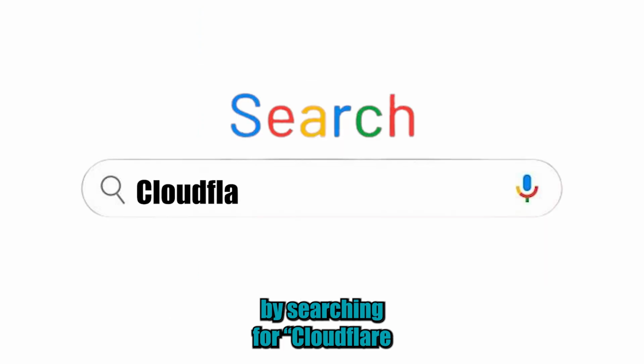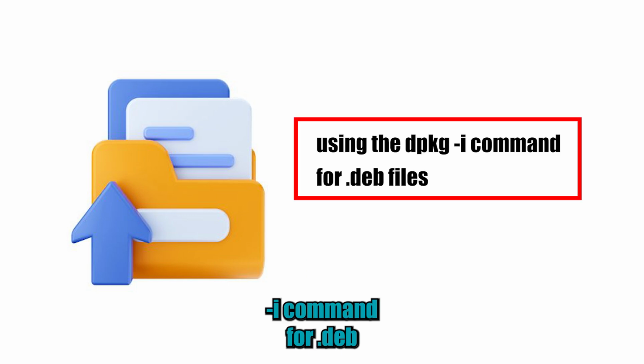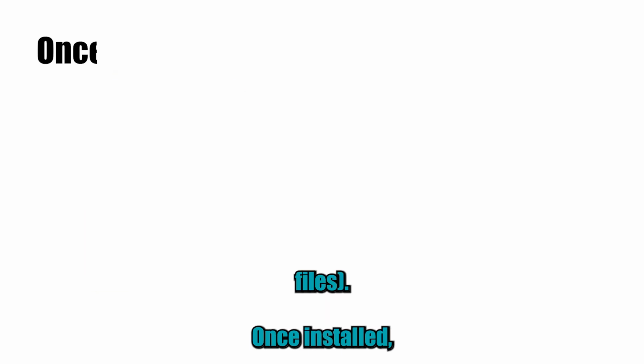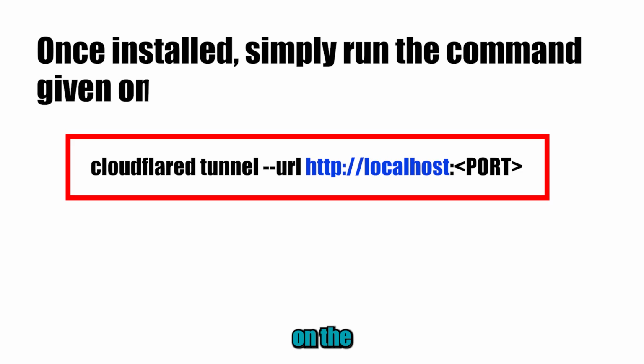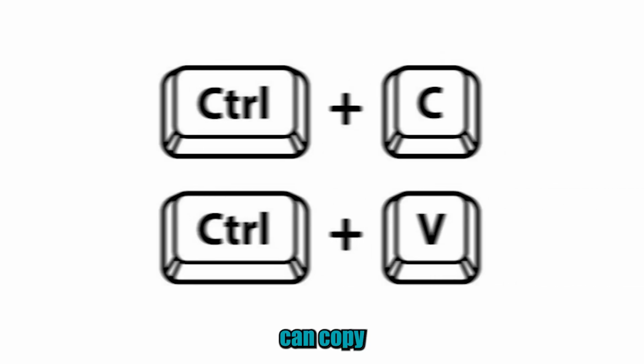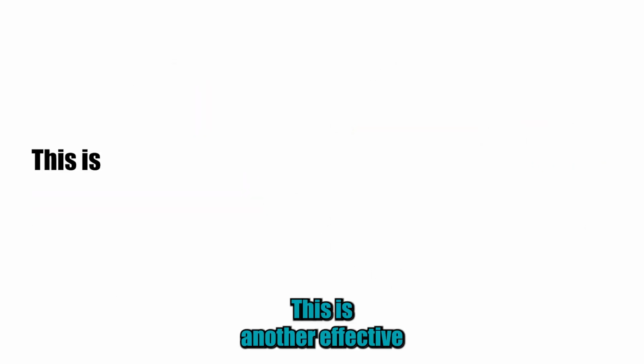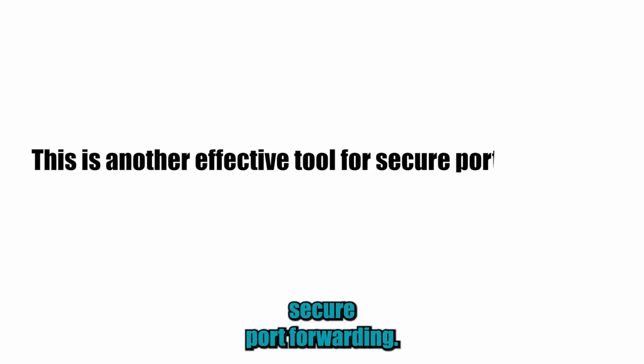You can download it from its website by searching for Cloudflare Tunnel download. Install the file, for example using the dpkg -i command for .deb files. Once installed, simply run the command given on the screen. It will generate a public HTTP address which you can copy and paste into a browser to access the same local content. This is another effective tool for secure port forwarding.